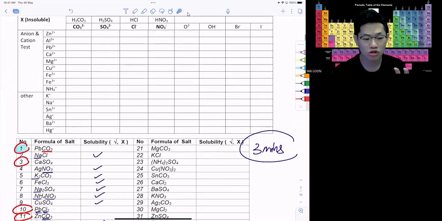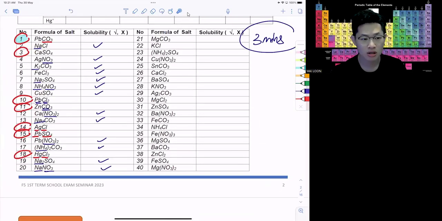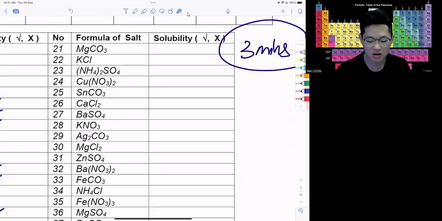Only when you know how to do solubility can you go to the next topic. You cannot say, okay, I think I can, maybe I can. You have to make sure you can, then only you can go to the next topic. Okay? If no one has a question to ask me, then we go next.